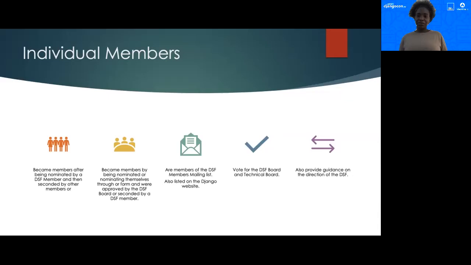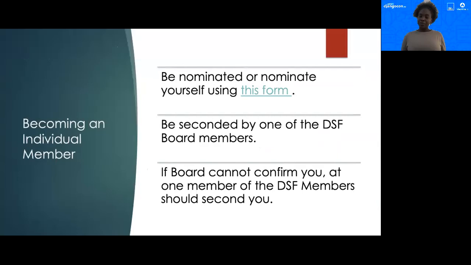Individual members are part of the DSF membership mailing list and exist to help shape the future of the DSF and Django community by contributing to discussions on various issues affecting the DSF and the Django community. They also vote in DSF board of directors and technical board elections. Do you know anyone whom you think should be a DSF member? If you know of someone that you think should be a member, including yourself, please fill out the form available on our website and the DSF board of membership will enter them into consideration.